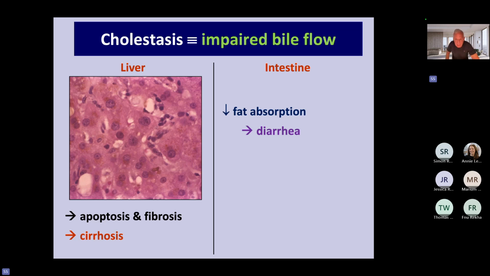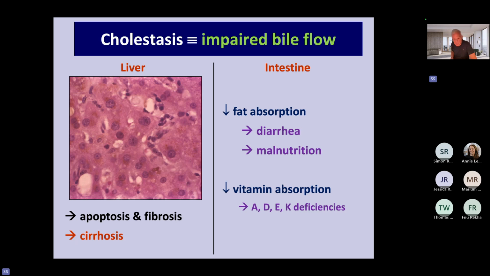What happens in the intestine? Well, if you don't have adequate bile flow and you don't reach that magic number of 4 millimolar of bile salt concentration, which is the critical micellar concentration, you can develop fat and fat-soluble vitamin malabsorption. So patients may develop diarrhea, ultimately have nutritional compromise. Reduced vitamin absorption results in deficiencies in the fat-soluble vitamins.